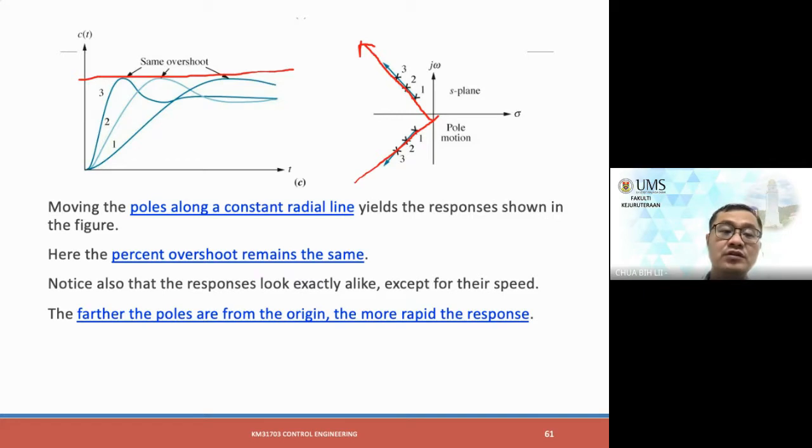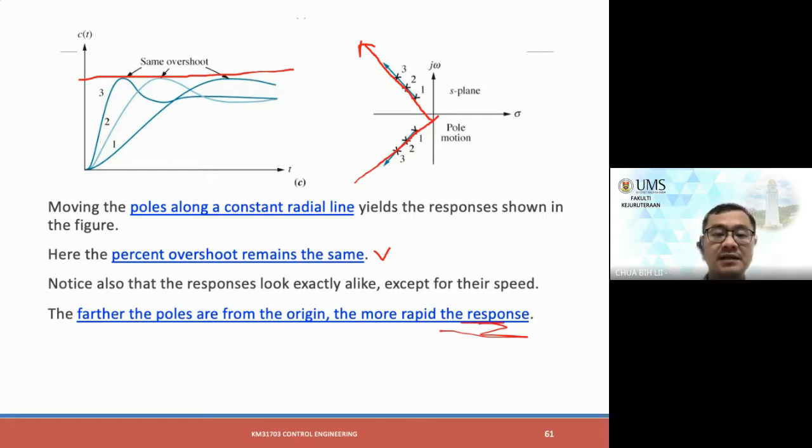At the same time, since this is more to the left-hand side, the damping of the natural response of root number 3, or pole number 3, will get faster. So you can see that the damping ratio is lower at first, then gets higher and higher. Therefore, if the pole moves along the radial line, the percent overshoot and the peak value remain the same, but the response is faster, because it oscillates faster and also damps out faster.